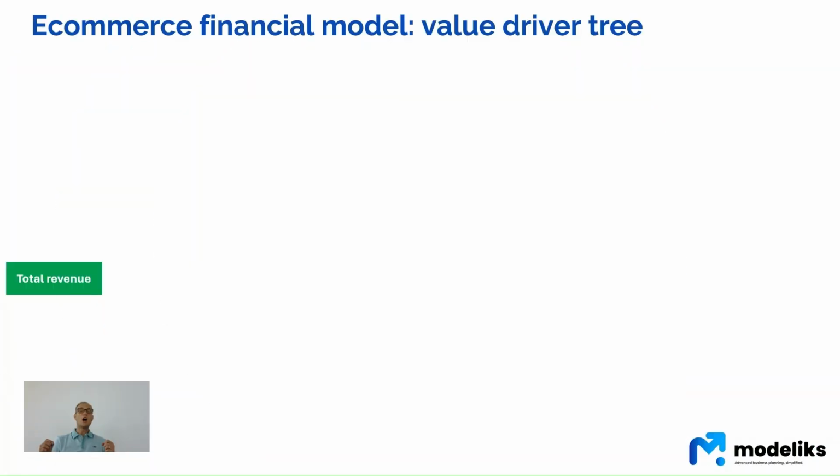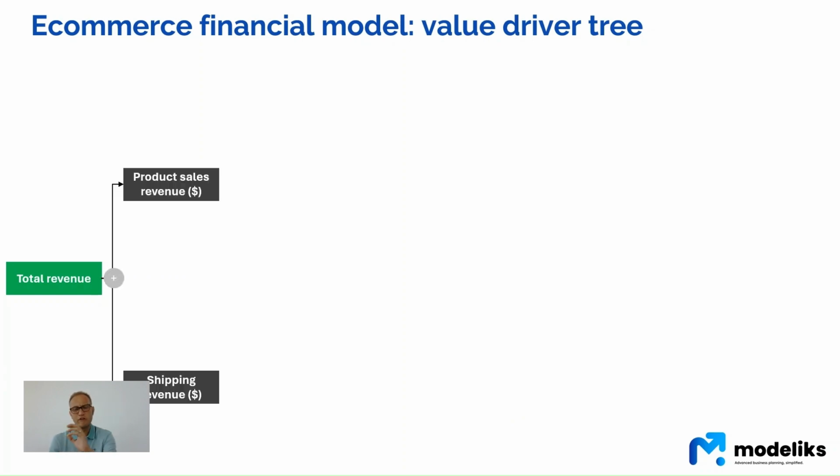Now, let's see how a typical e-commerce financial model is structured from the perspective of a value driver tree. So first, we're going to start with understanding how we are going to calculate the total revenue for this e-commerce company. The total revenue for an e-commerce company usually has two main revenue streams. One is a product sales revenue stream, and the second one is a shipping revenue stream.